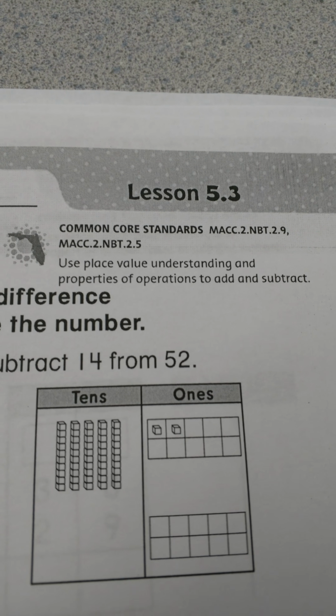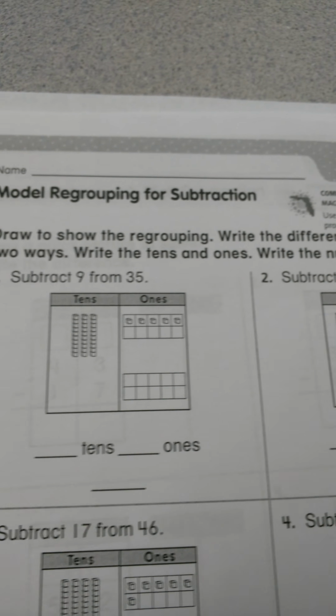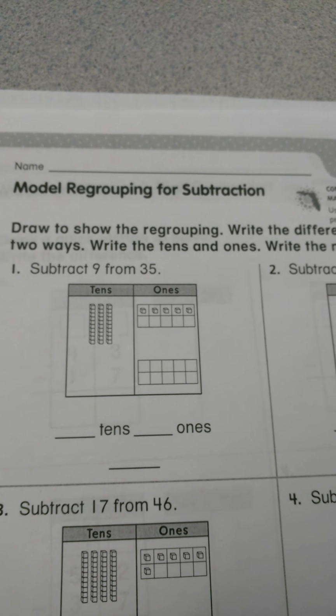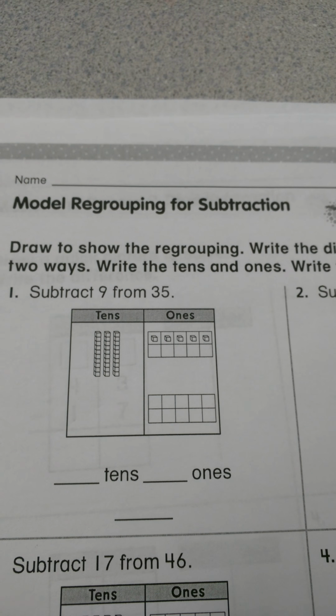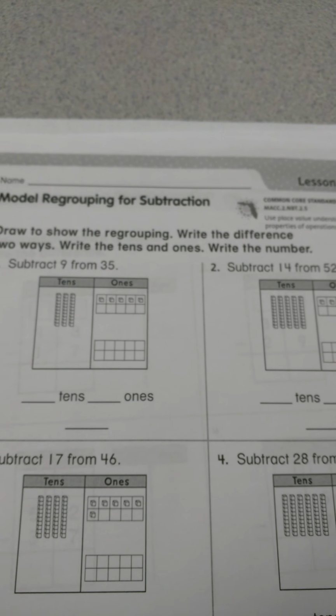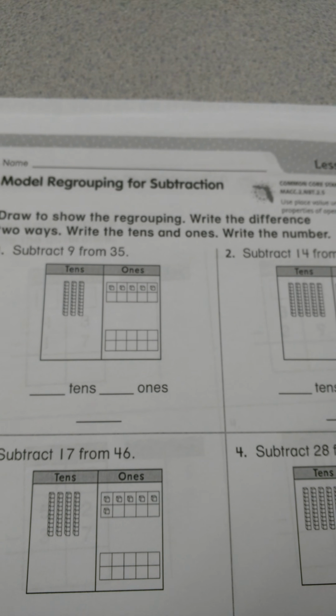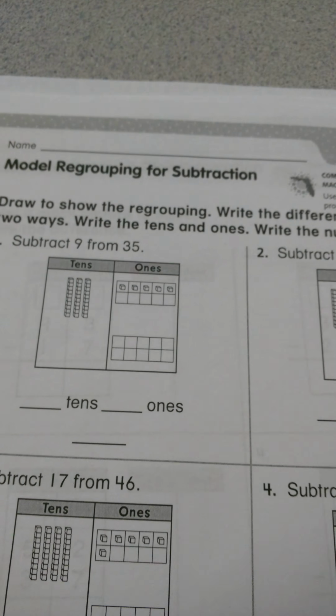Second grade Go Math Lesson 5.3. And today we're going to model regrouping for subtraction. It says draw to show the regrouping. Write the difference two ways. Write the tens and ones, write the number. All right, excellent.